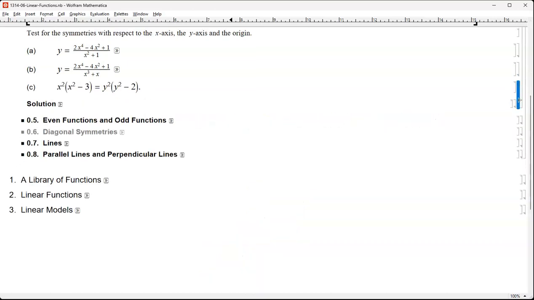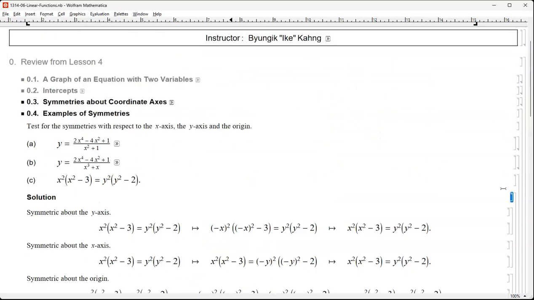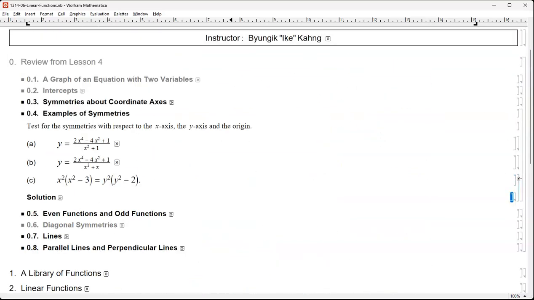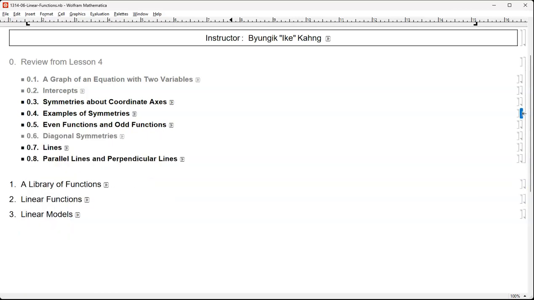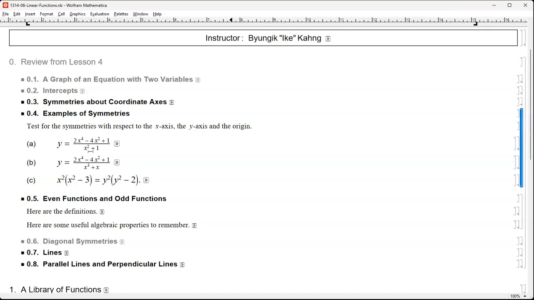And then this one is not a graph of a function, but it satisfies all symmetries. If I make one more comment, these two examples, this one, symmetric about the y-axis, those kind of functions are called even functions. And this one here, symmetric about the origin, those kind of functions are called odd functions.